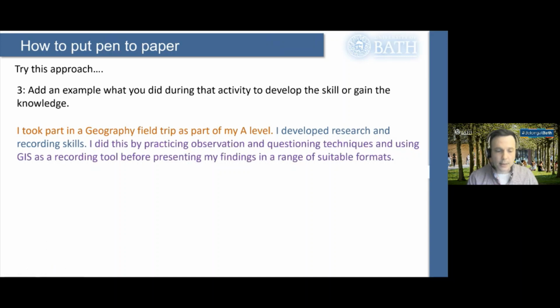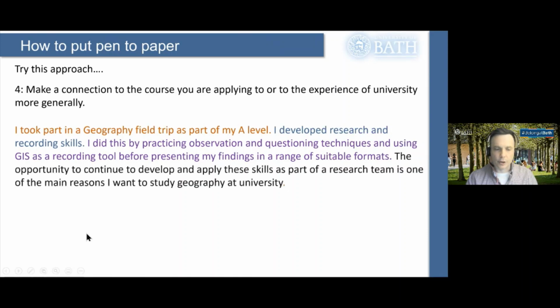I'm expanding as well, I should say. So I've said I've done this by practicing observation and questioning techniques. When I'm doing my research, I would also note that these techniques and practices were perhaps important. I might have even found out that GIS as a recording tool was something that's important. So it's basically name dropping things that I've learned and that I know from my worksheet 1 are relevant to the course. And then again, I make that connection to what I'm hoping to do in the future.